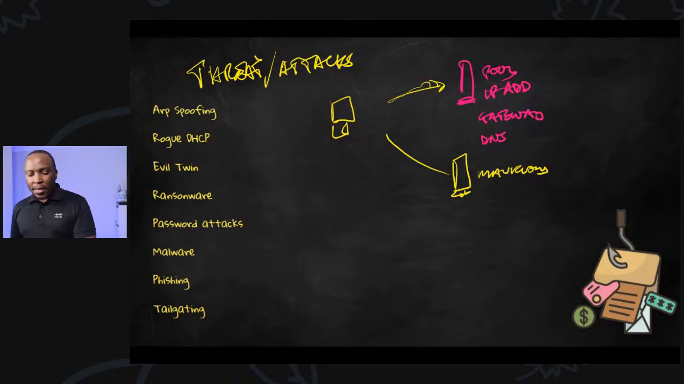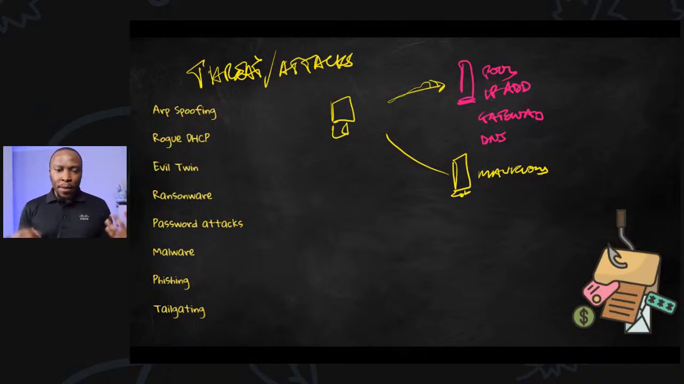The next one is something known as an evil twin. And I'm sure you have been to a shopping mall, you've been to places like McDonald's. And when you get there, there's usually free Wi-Fi, right? So they give you free wireless.